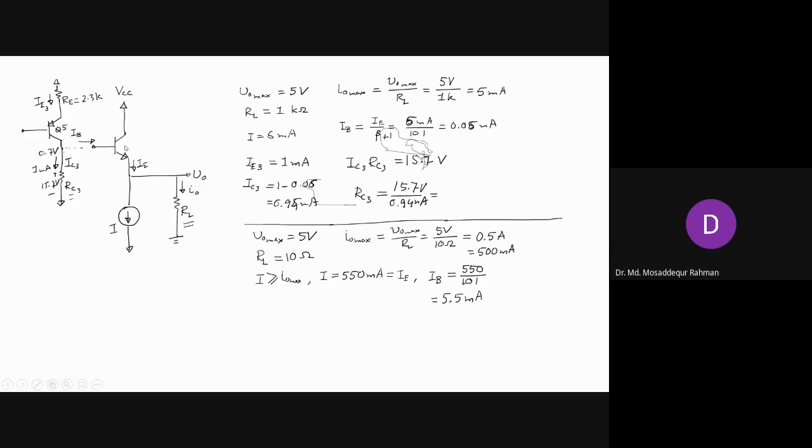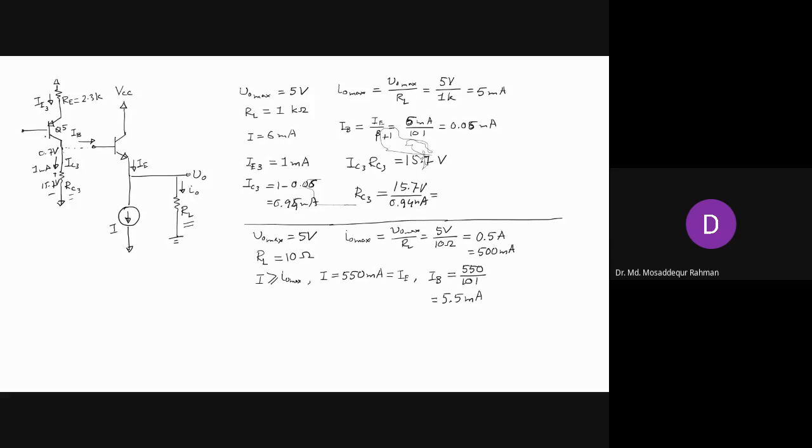It will pull all the current and then shut down, right? So the circuit will not work, right? Your circuit will not work. So what is the solution here?